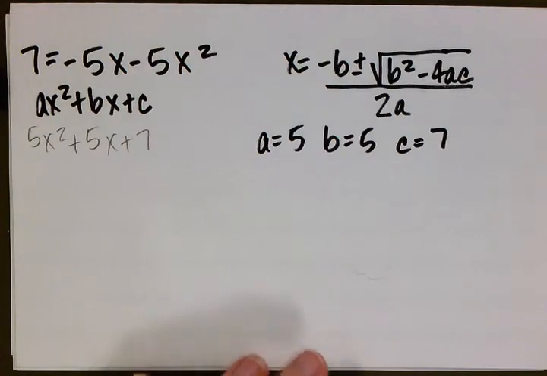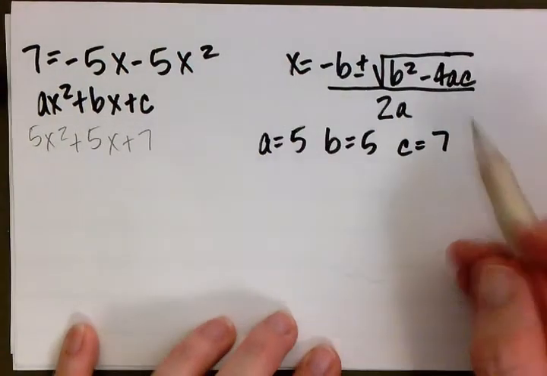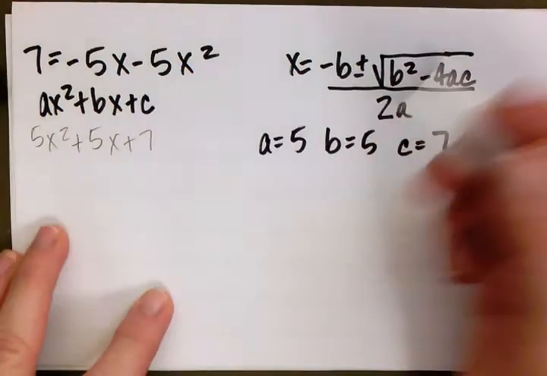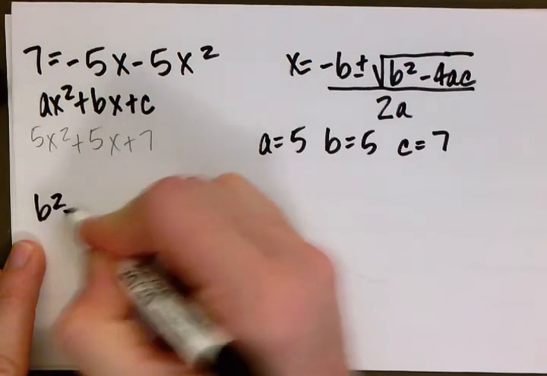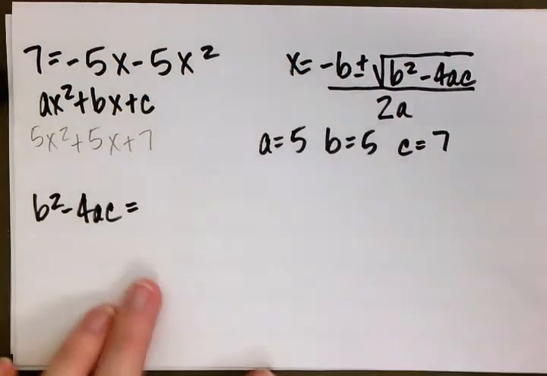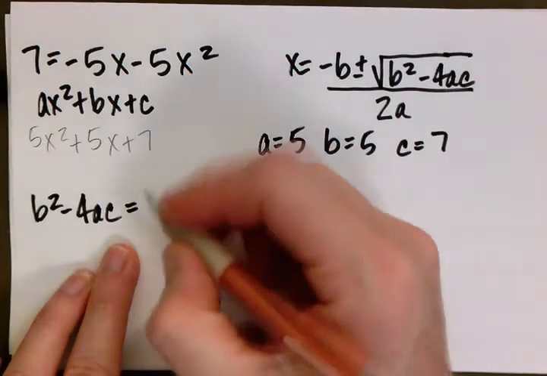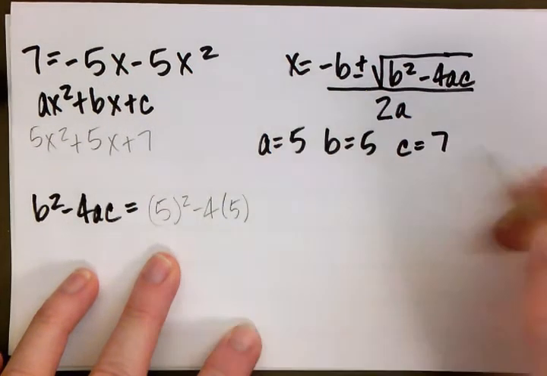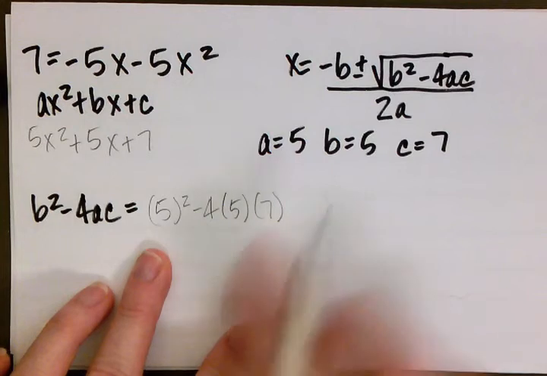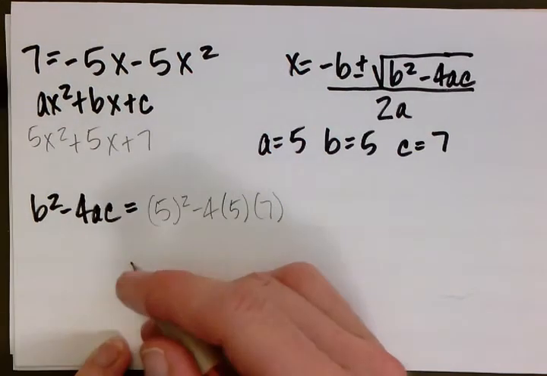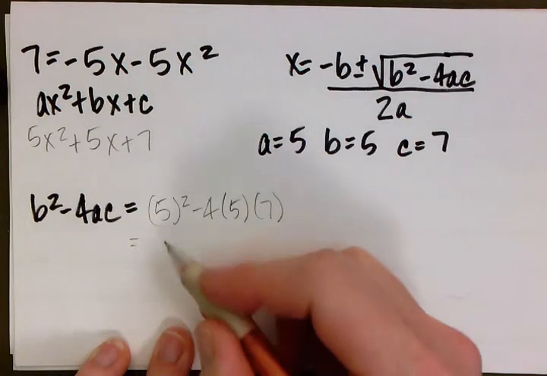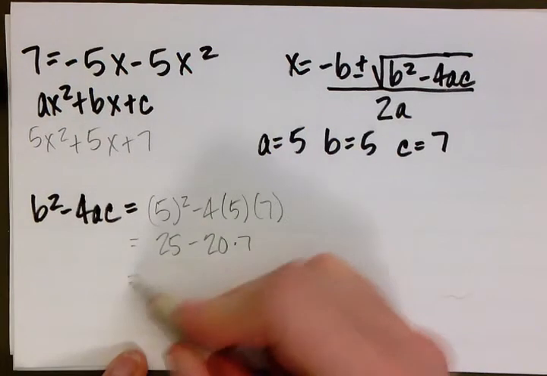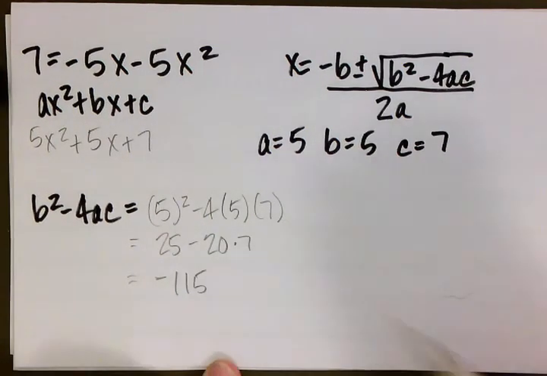Now remember, in order to use the discriminant, we want to take whatever is under the radical here. So we are going to solve for b squared minus 4ac. And when we plug those numbers in, we get 5 squared minus 4 times 5 times 7. All we've done is taken our values and plugged them in. When we do this math, we have 25 minus 20 times 7, and that's going to give us negative 115.